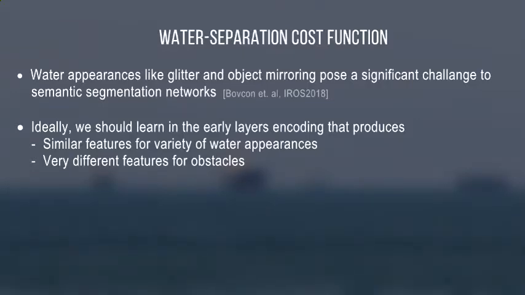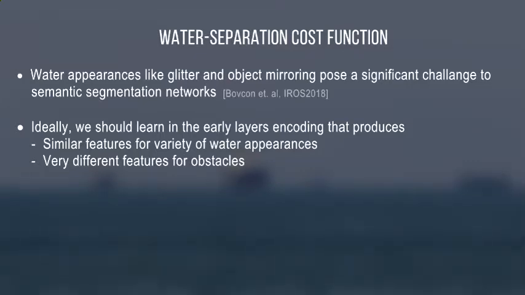In a recent study, we have observed that water appearances like glitter and object mirroring pose a significant challenge to water segmentation networks. While mistaking water for sky does not pose a threat, mistaking obstacles for water and vice versa does lead to a potential USV collision or frequent false alarms, rendering the network useless for practical navigation. To avoid this, the network should ideally learn encoding in early layers such that it produces very similar features for a variety of water appearances and very different features for obstacles.